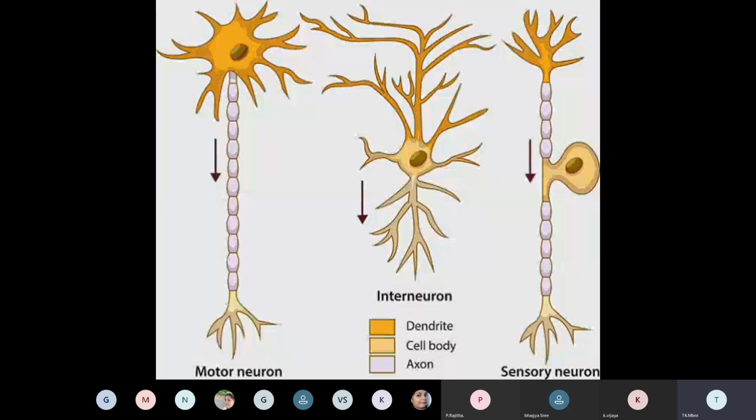All these things are coordinated by our central nervous system, and the main function is carried out by the nerve cells. That's why we say that this cell is what? The structural and functional unit of the nervous system. What is that? That is nothing but the neuron. Based on the function, it is three types: sensory neurons, interneurons, and motor neurons. Is it clear?